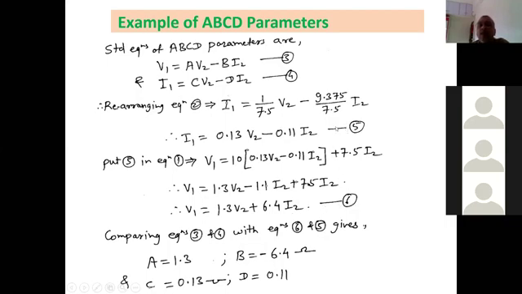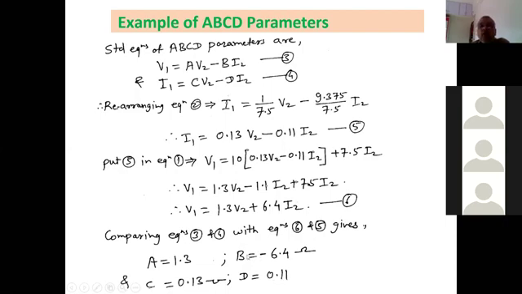Now compare equations 6 and 5 with equations 3 and 4. If you compare equation 6 with equation 3, you will find that the coefficient of V2 is nothing but A. So A will be 1.3, and the coefficient of minus I2 is B. So the value of B is minus 6.4. If you compare equation number 5 with equation number 4, the coefficient of V2 is C, and the coefficient of minus I2 is D. So from this you can say C is equal to 0.13 and D is equal to 0.11. So I got the values of C as 0.13 mho and D as 0.11.